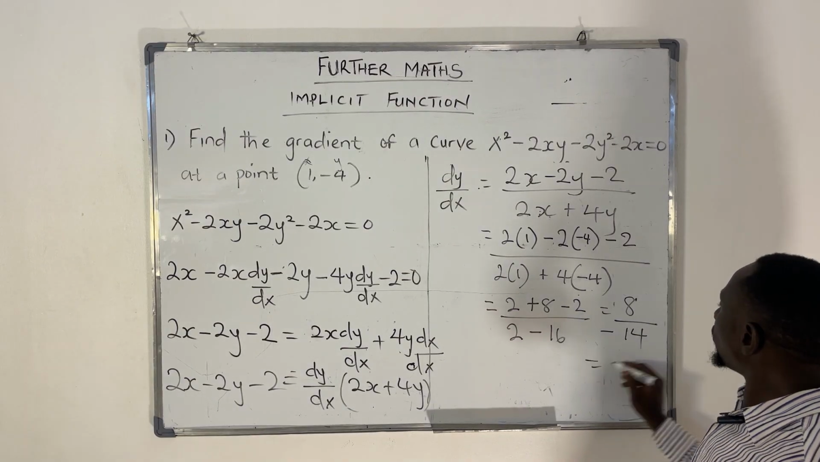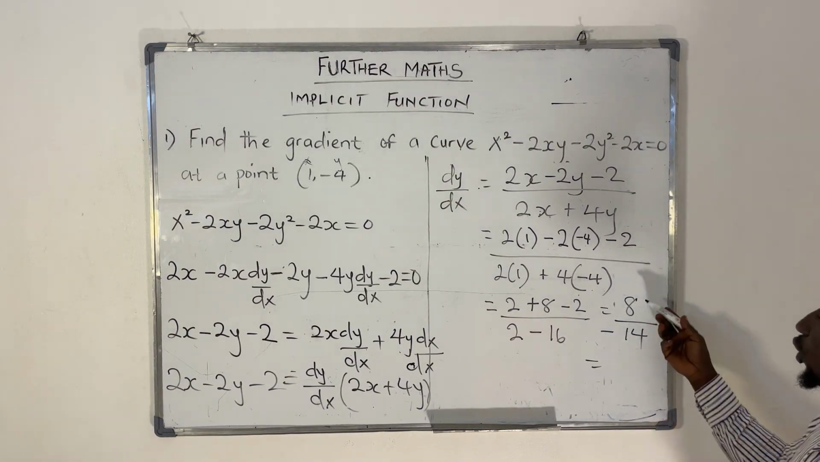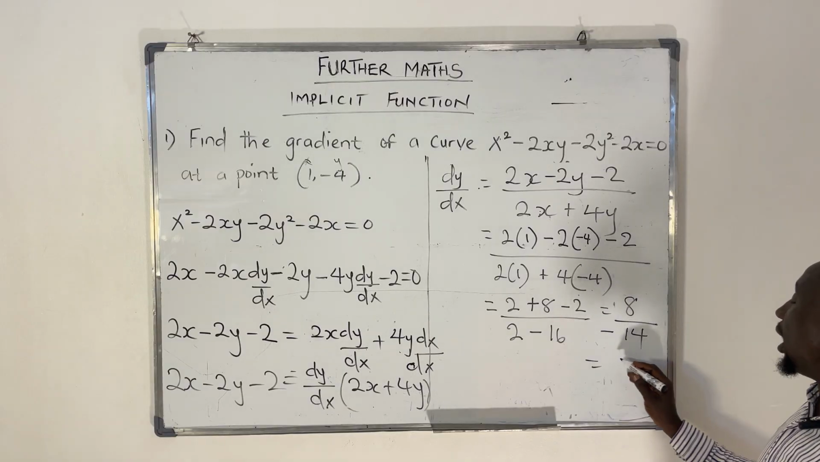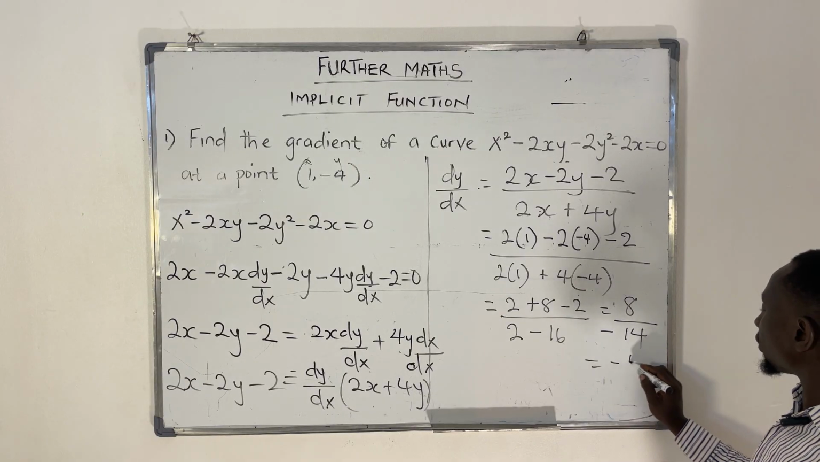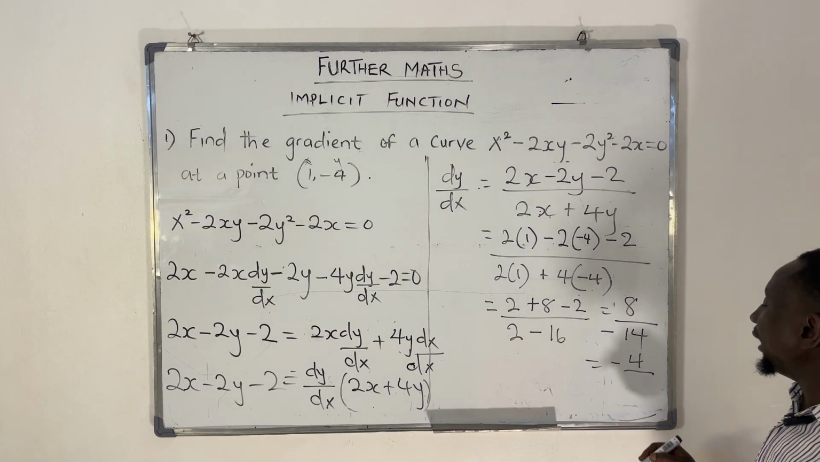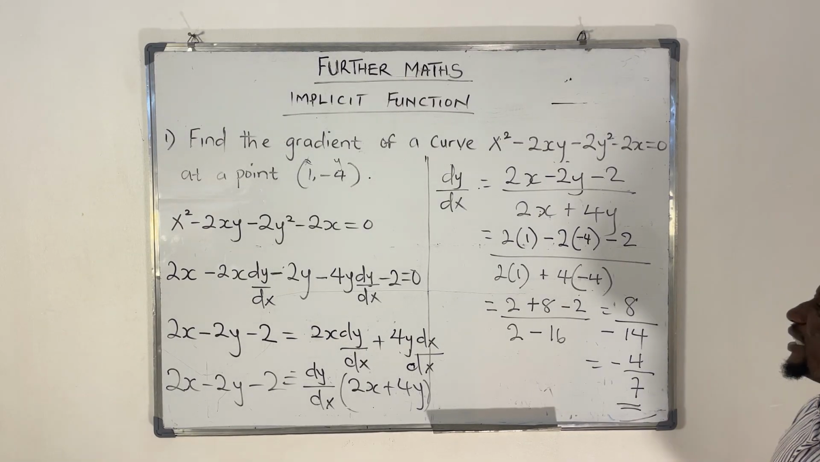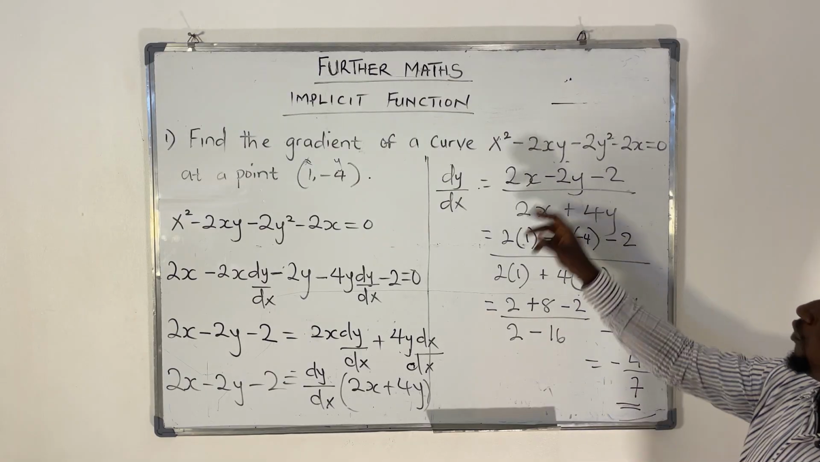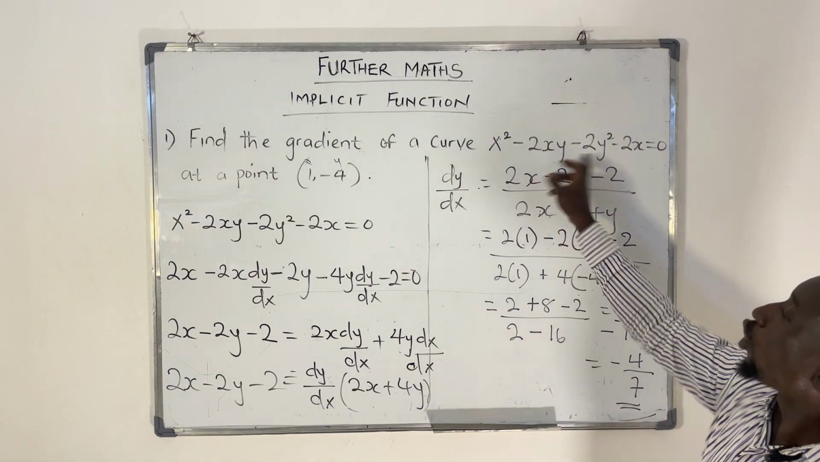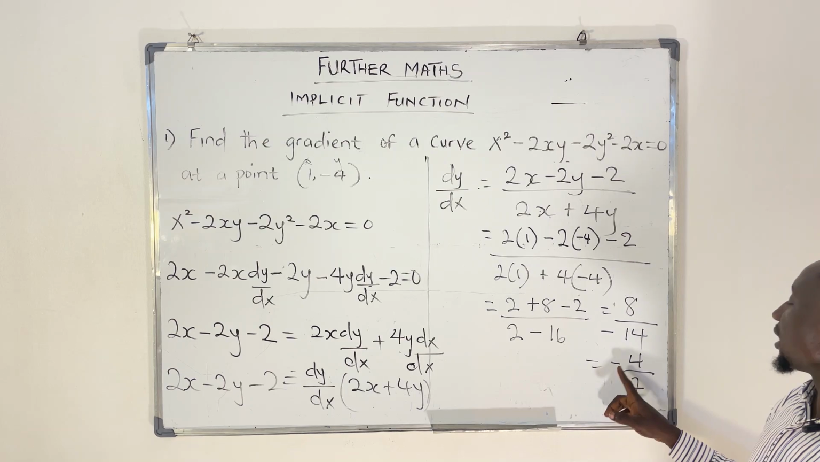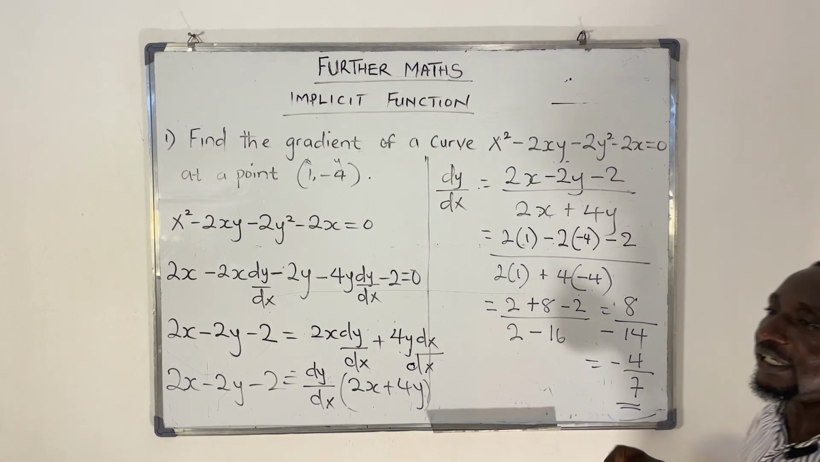Now, they have something in common. 2 is their common factor. 2 in 8 is 4, and 2 in 14 is 7. This is the gradient of this curve at this point. The gradient of this curve at this point is minus 4 over 7.